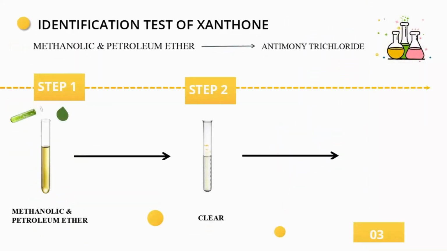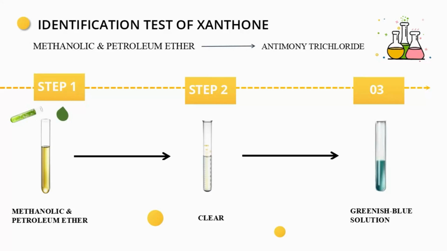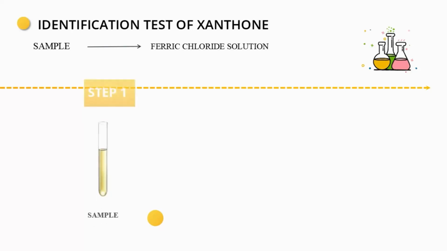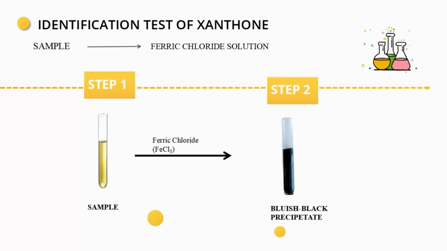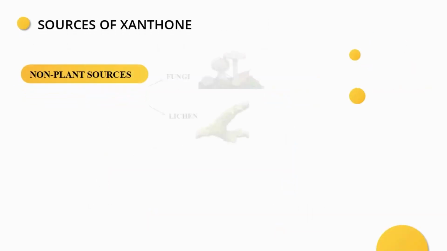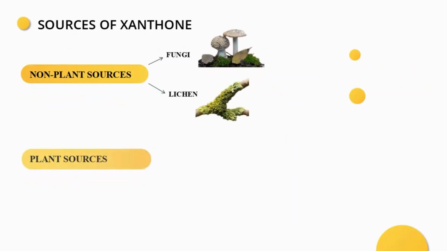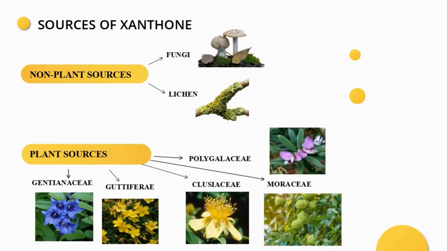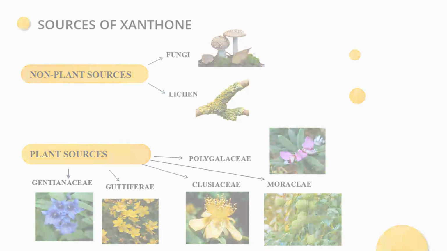Xanthones in methanolic and petroleum ether extract are detected by antimony dichloride. It shows a greenish blue color. Take a sample in ferric chloride solution, which gives formation of bluish black precipitates, indicating the presence of xanthone phytoconstituents. When we see its sources, xanthones are secondary metabolites commonly occurring in fungi, lichen, and higher plant families such as Gentianaceae, Guttiferae, Moraceae, Clusiaceae, and Polygalaceae.